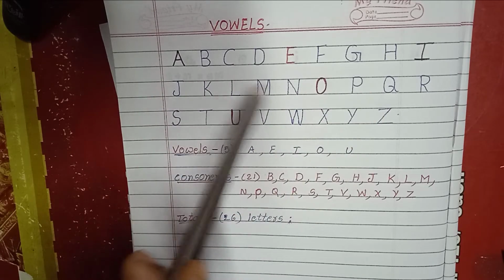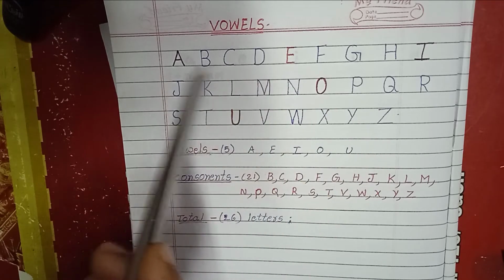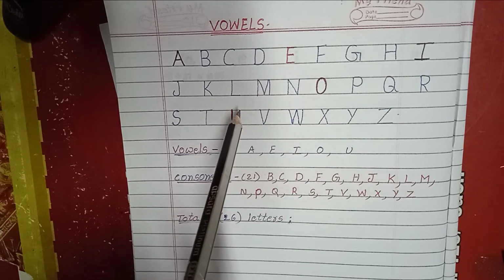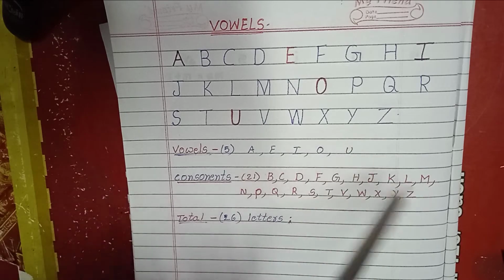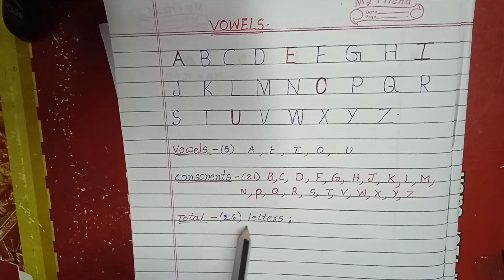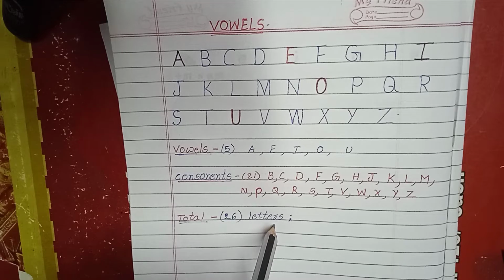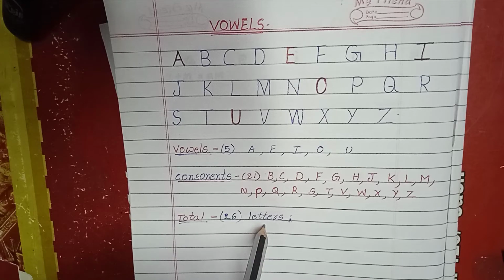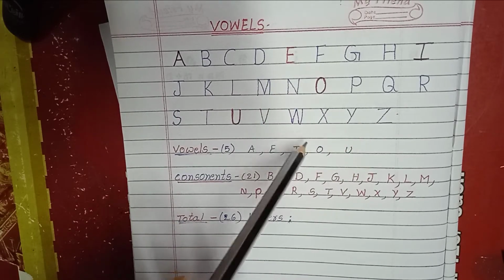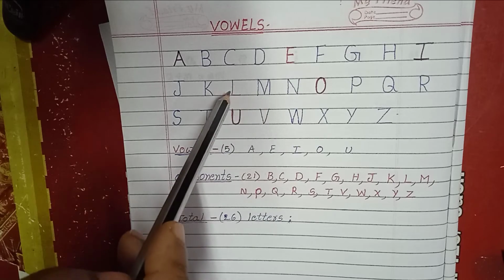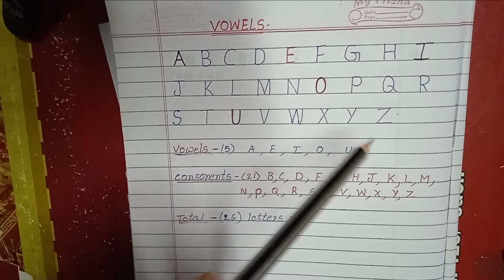Yes, very good. These are the English capital alphabet. How many letters are there in the English alphabet? Count and tell me. Okay, very good. We have 26 letters. In these 26 letters, we have vowels and consonants. And today we will see what vowels are.